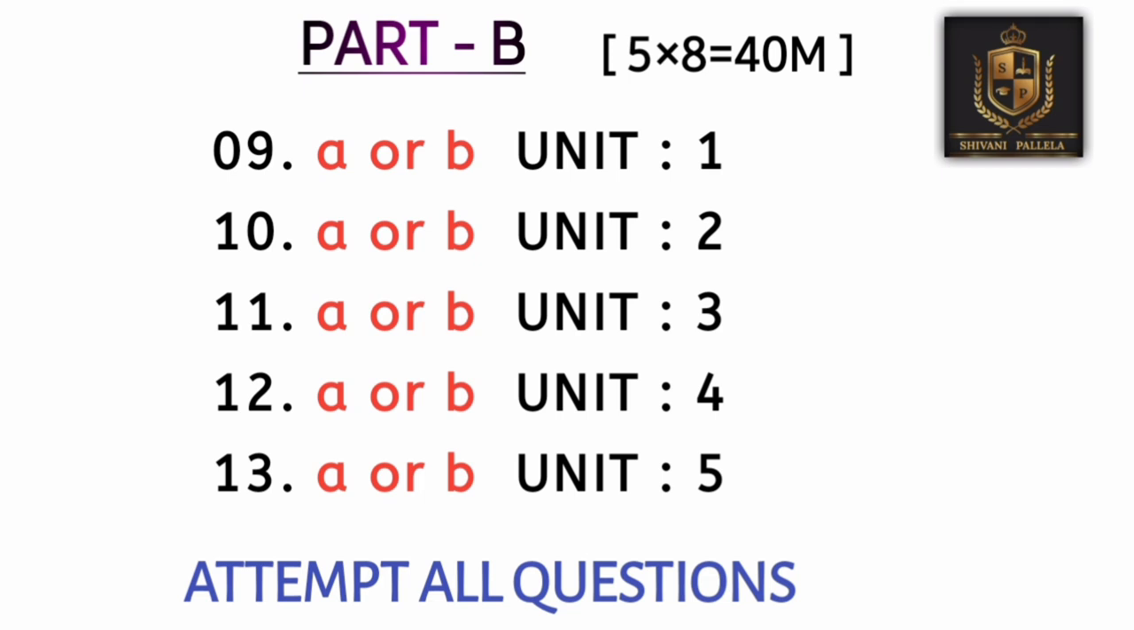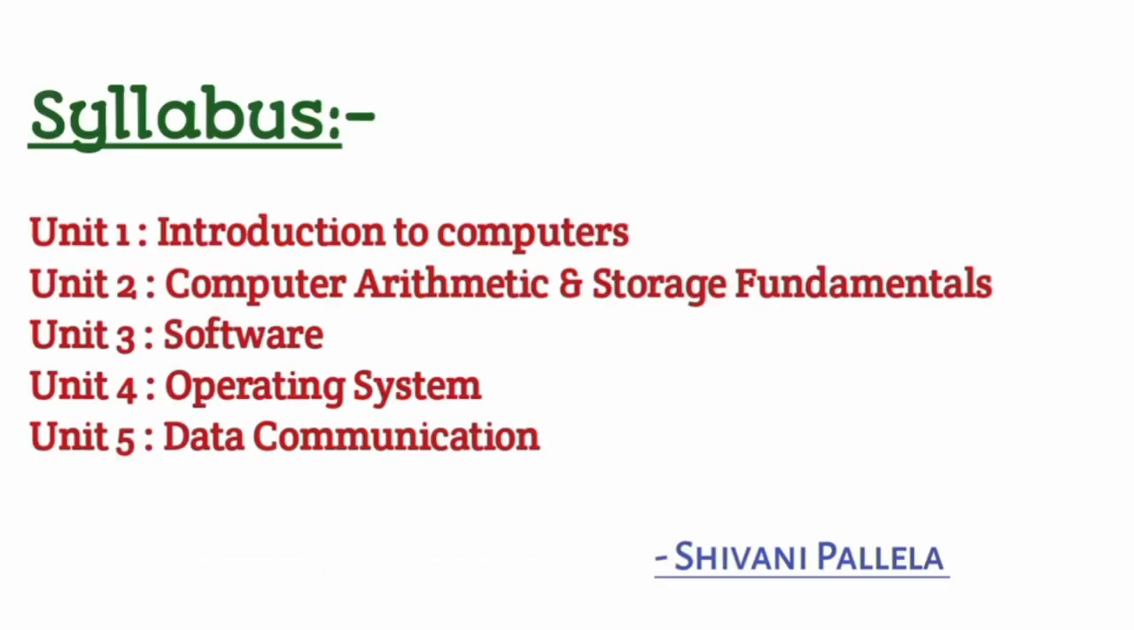So the 9th question will come from unit number 1, the 10th will come from unit number 2, and like that it will come in part B. So it is a total 50 marks paper. From the syllabus point of view, you have a total of 5 units. The first one is Introduction to Computer. These are the chapter names.